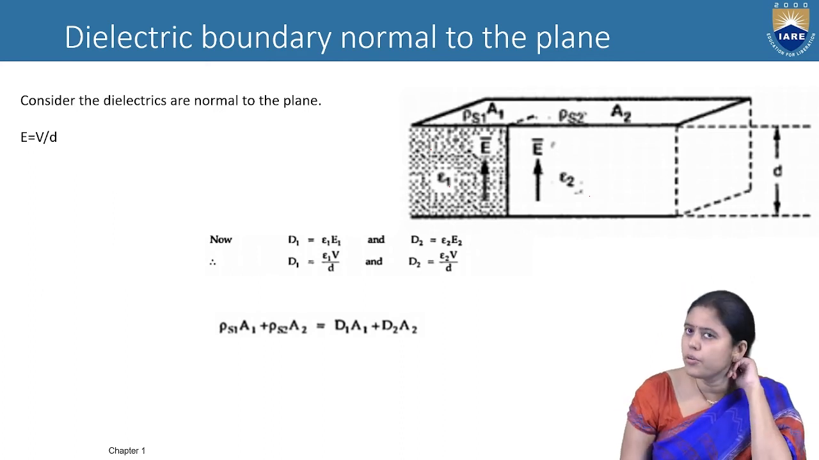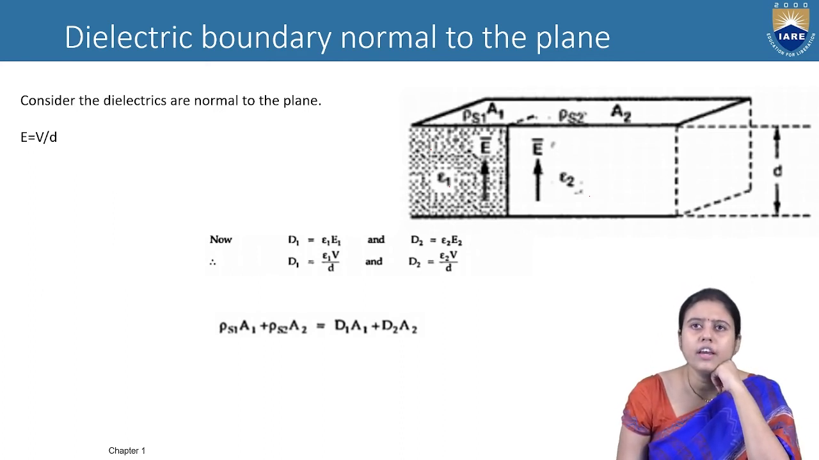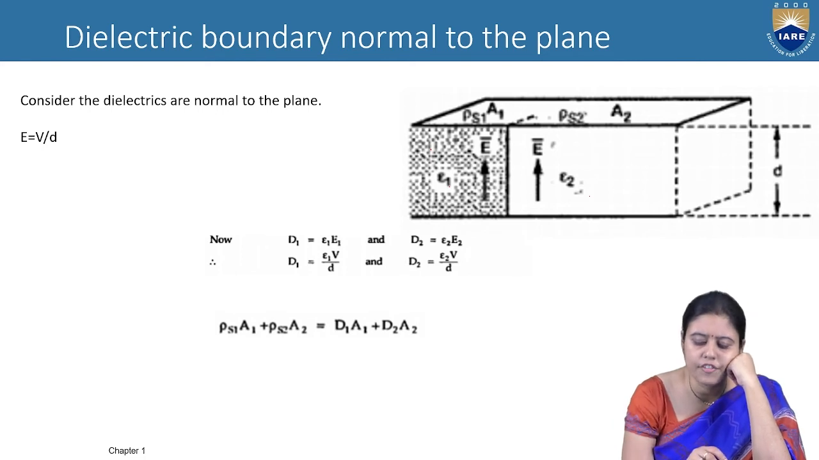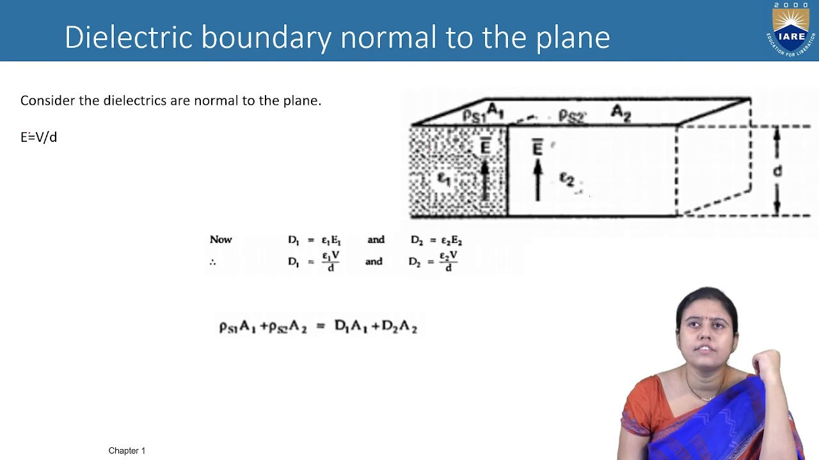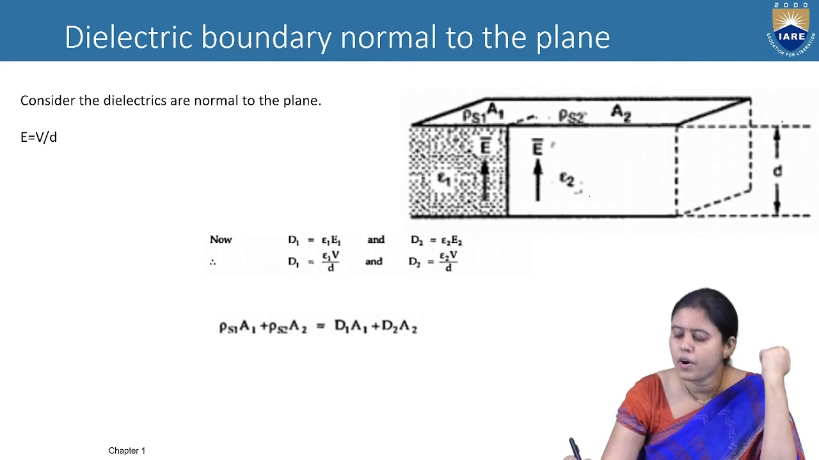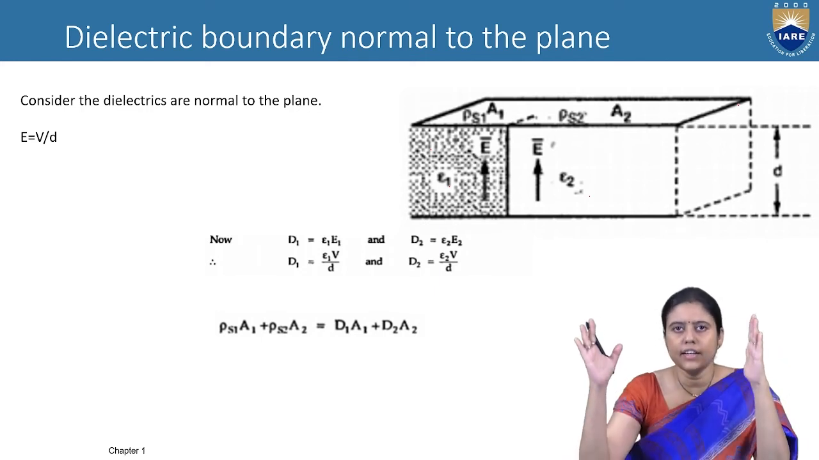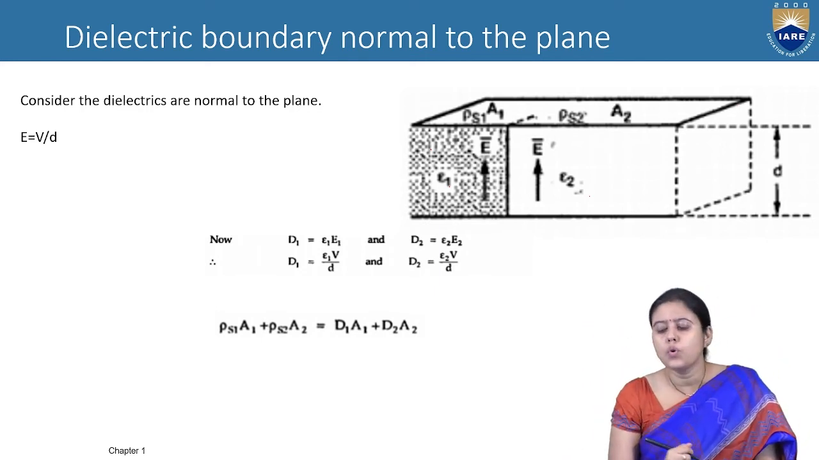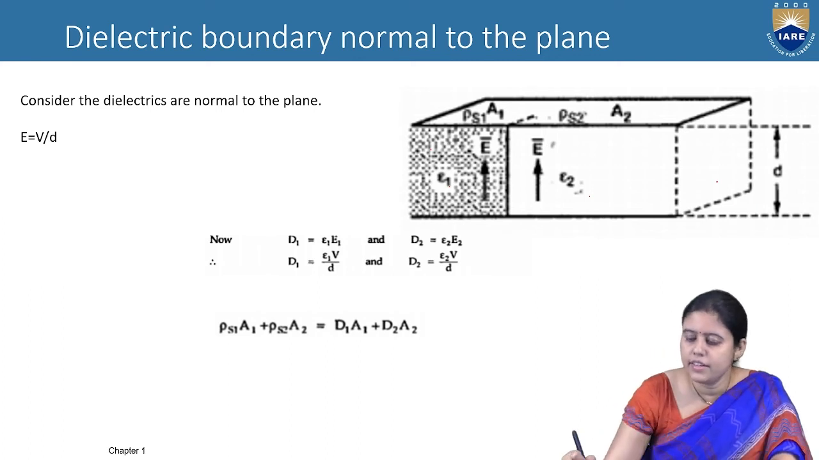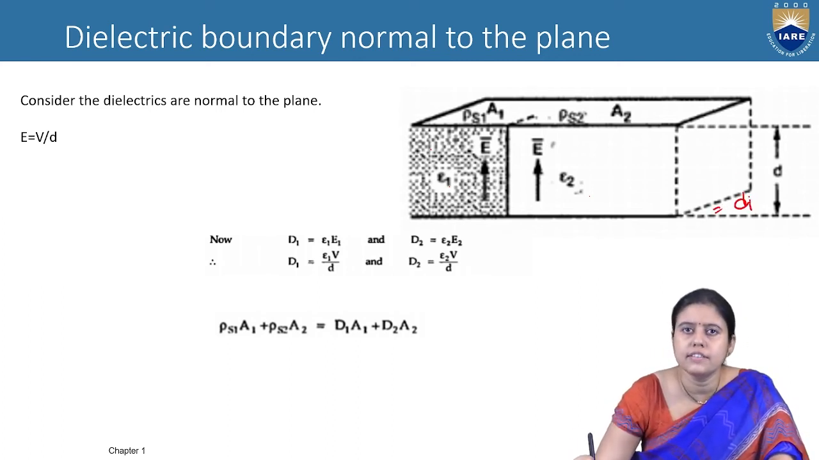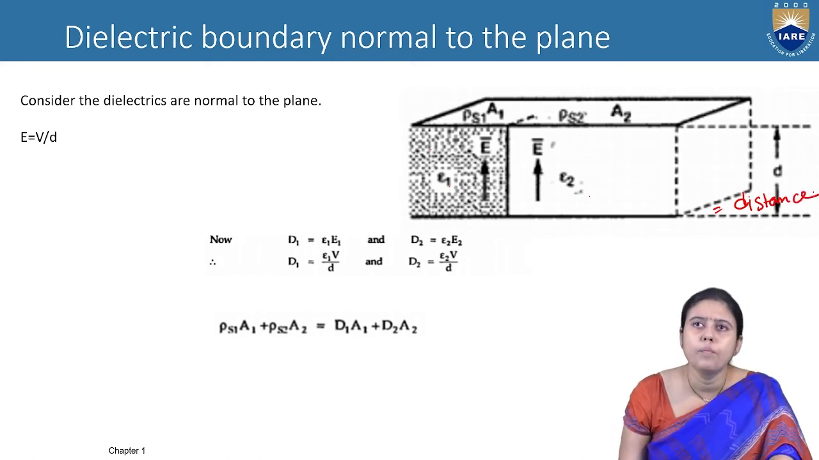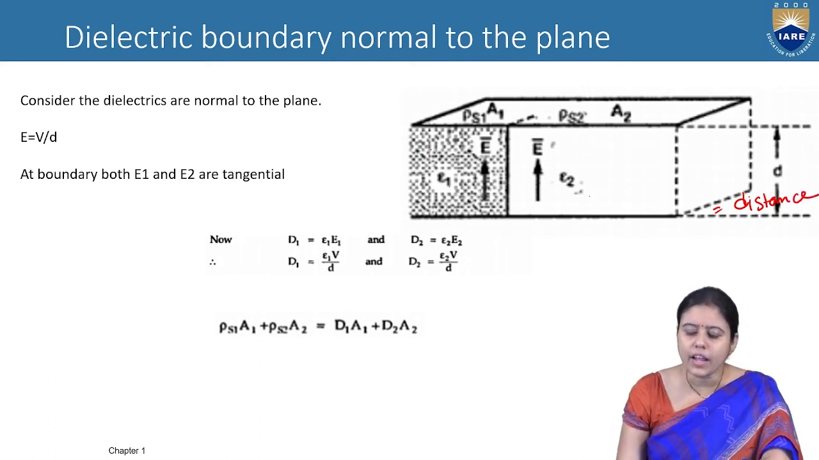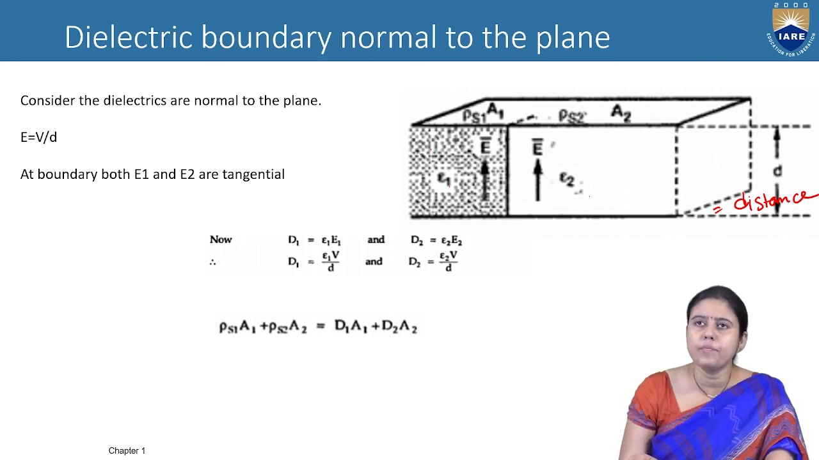So already we know E is equal to V by D. Already we know the definition: E equals V by D, because V is equal to E into D. What is D? D is the thickness, or distance between the two parallel plates. Now, what is the direction of E?